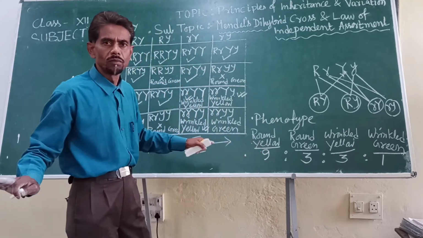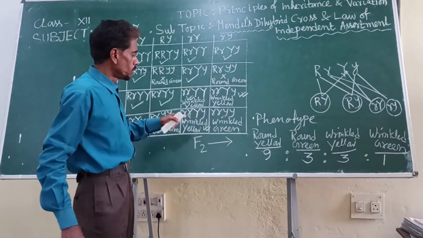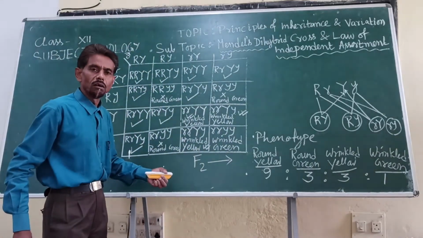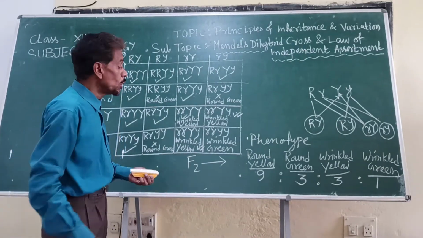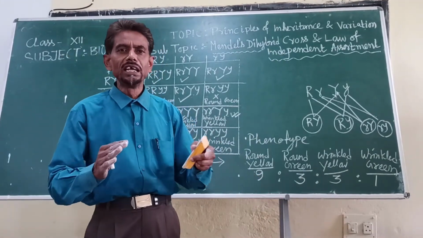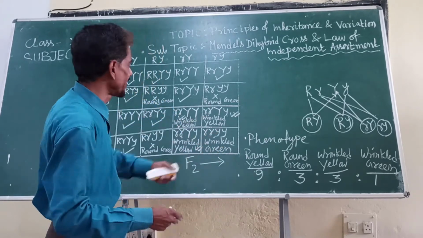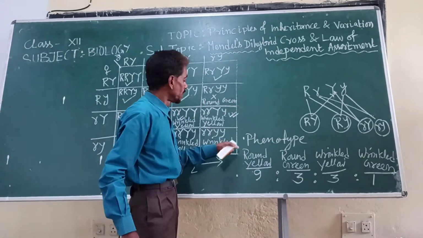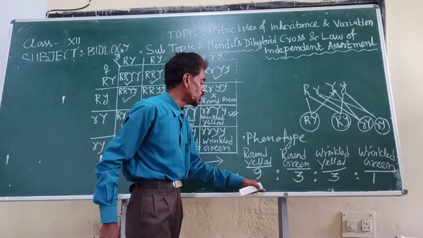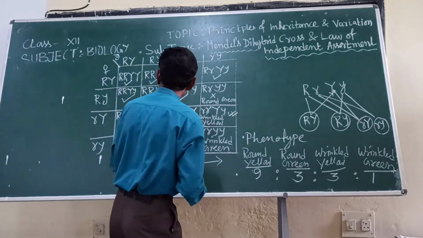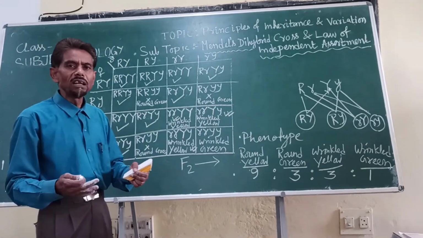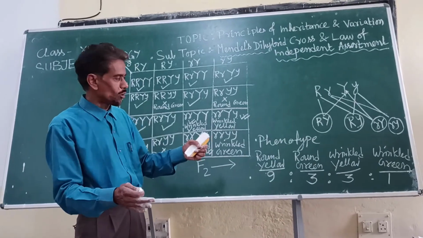Is that clear to you? So from the dihybrid cross, we got the phenotypic ratio in the F2 generation in the form of 9:3:3:1. We can express or explain the dihybrid cross in terms of two separate monohybrid crosses. How? Let us see. Try to remember that in the F2 generation the resultant progeny are in a ratio of 9:3:3:1. Now, how can we express the result of the dihybrid cross in a combined form by separating two monohybrid crosses? Let us see.